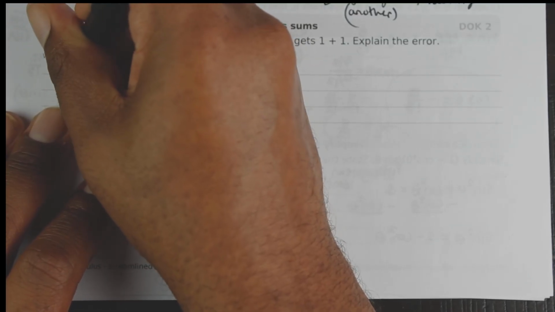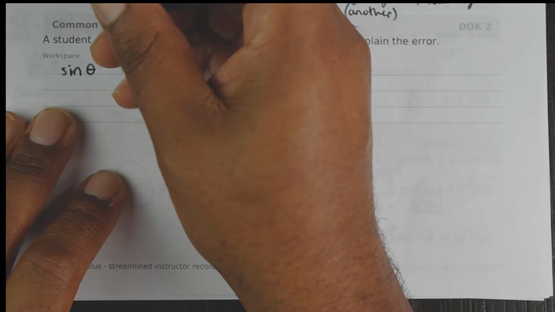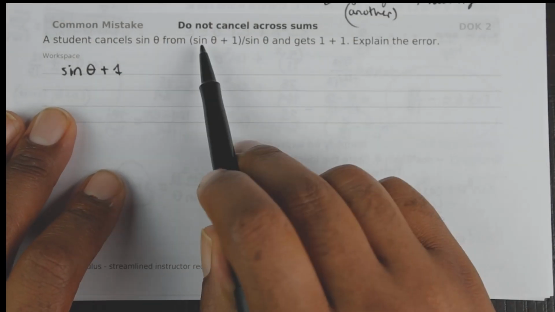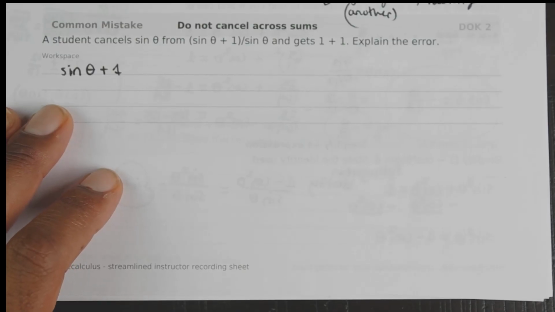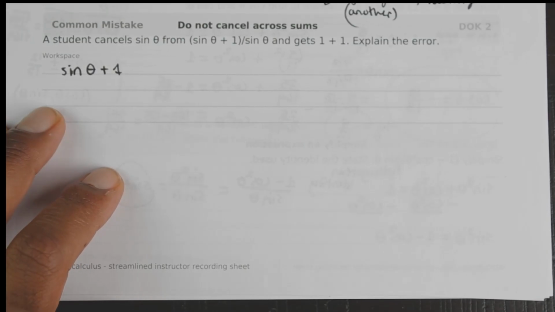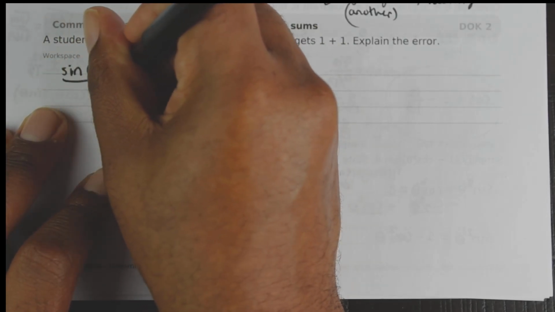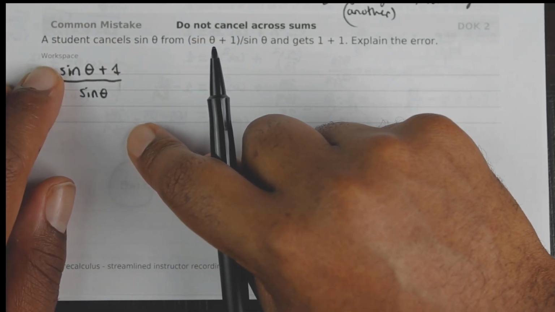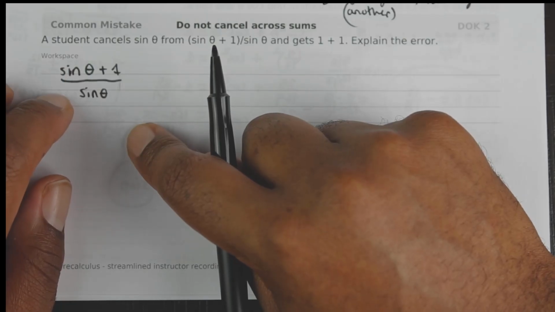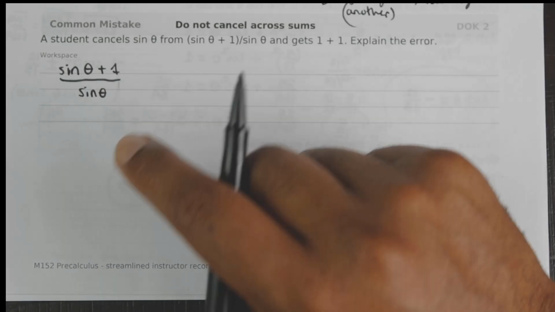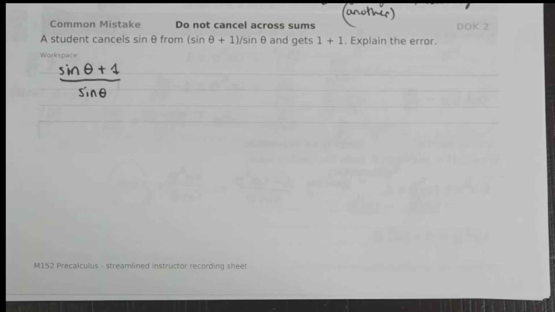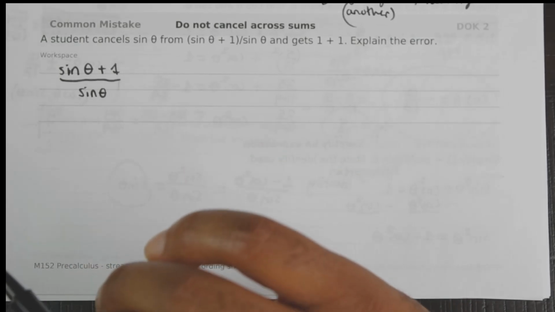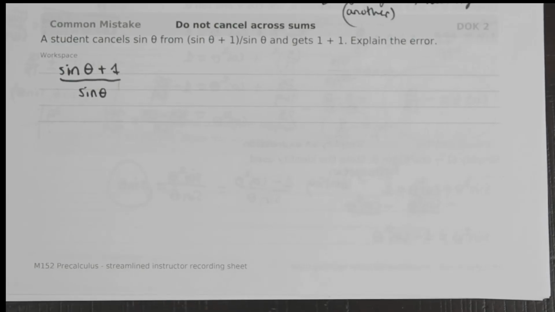So the numerator is sine theta plus 1. Okay, the numerator. So that is a sum. And then the denominator is sine theta, right? So essentially, that's sine theta over sine theta plus 1 over sine theta. So there is no common factor multiplying the entire numerator. So we cannot cancel this sine theta from only one term.